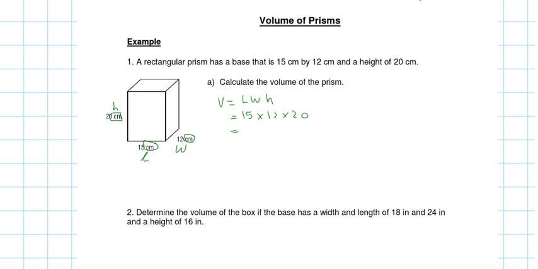What would be the unit for the volume? Square or cube? Cube. Because what happened here, you have centimeter times centimeter times centimeter. So this is a centimeter times a centimeter times a centimeter, and that gives you centimeter cube.